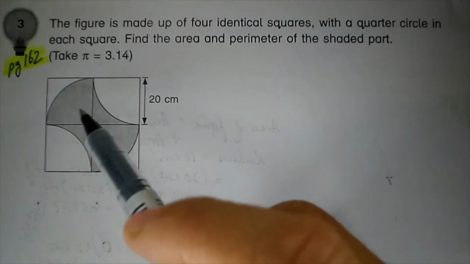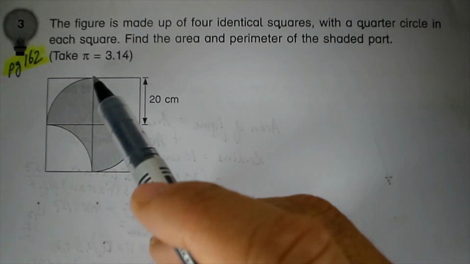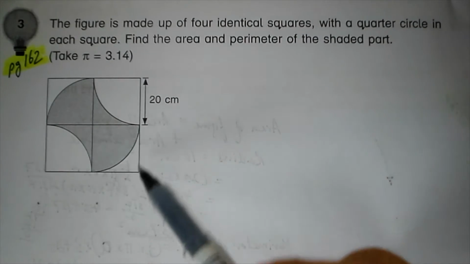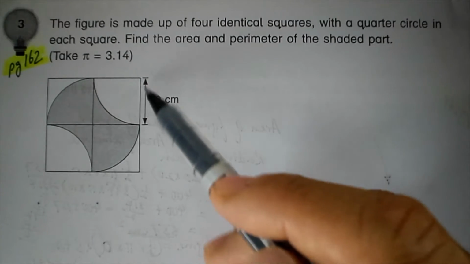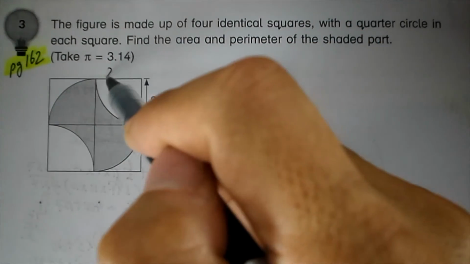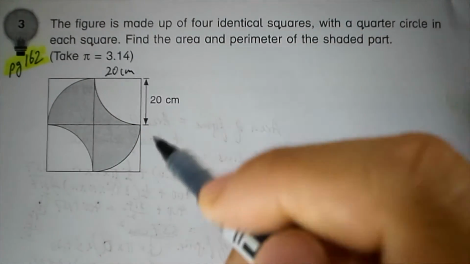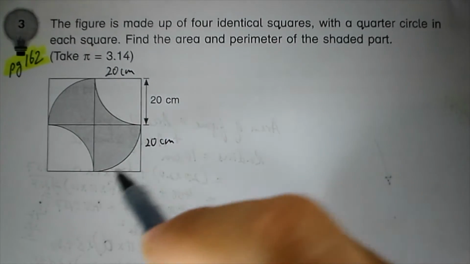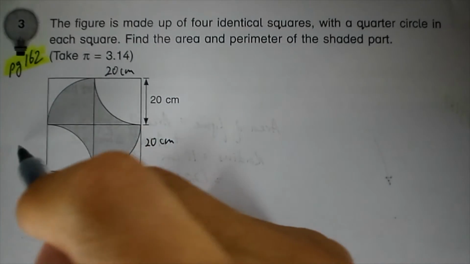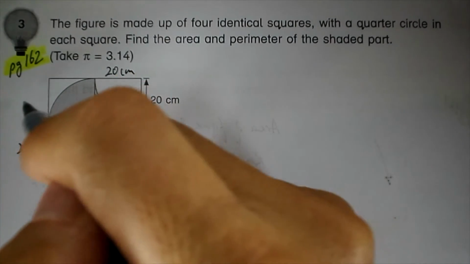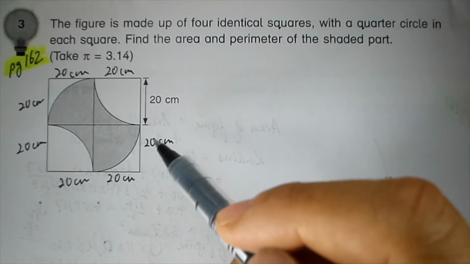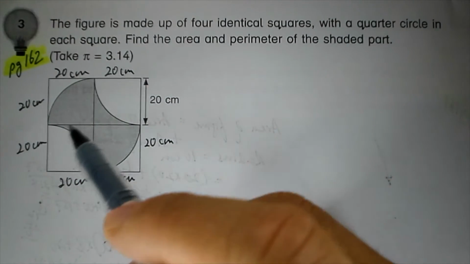So you can see from the figure, this is one small square and we have 4 identical squares over here. Each side of the square is 20 cm. In other words, the other sides are all equal to 20 cm. So we can write the values all around this figure.